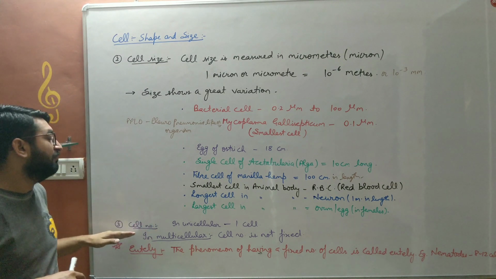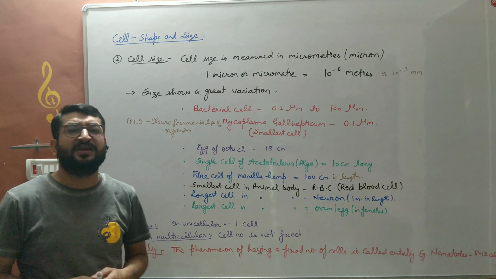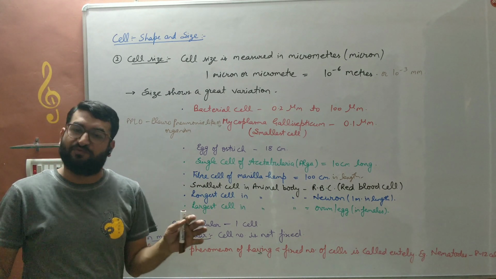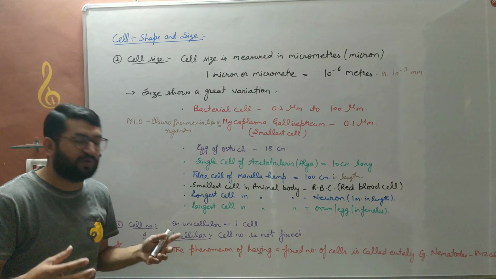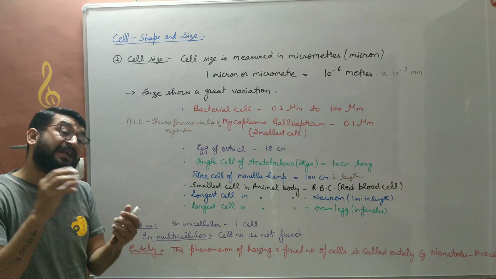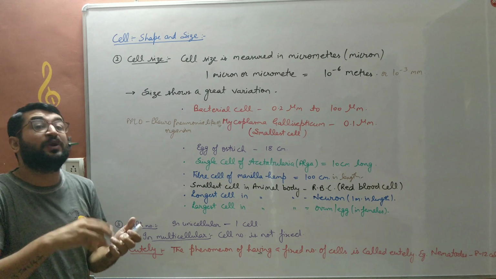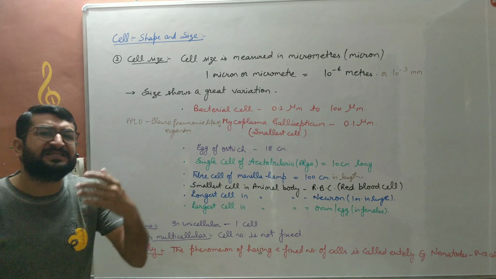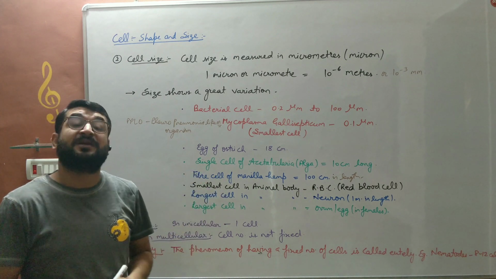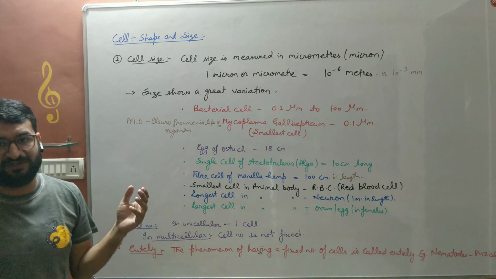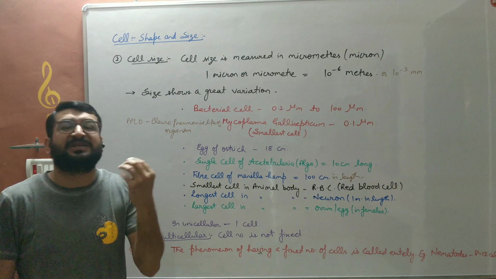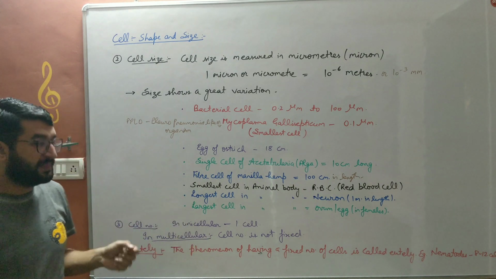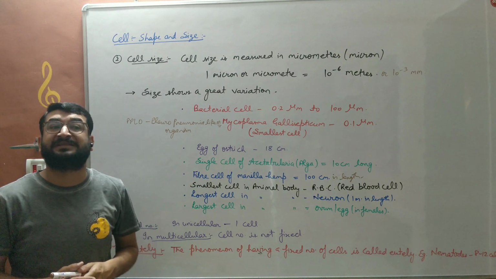Next is cell number. As we have discussed, in unicellular organisms only one cell is everything. One cell performs all the functions, one cell completes the structure. So that one cell is a whole and complete organism. Whereas in multicellular organisms, the number of cells is quite large. The cells are not single. Multicellular organisms are made up of multiple cells. But the number of cells in a multicellular organism is not fixed.